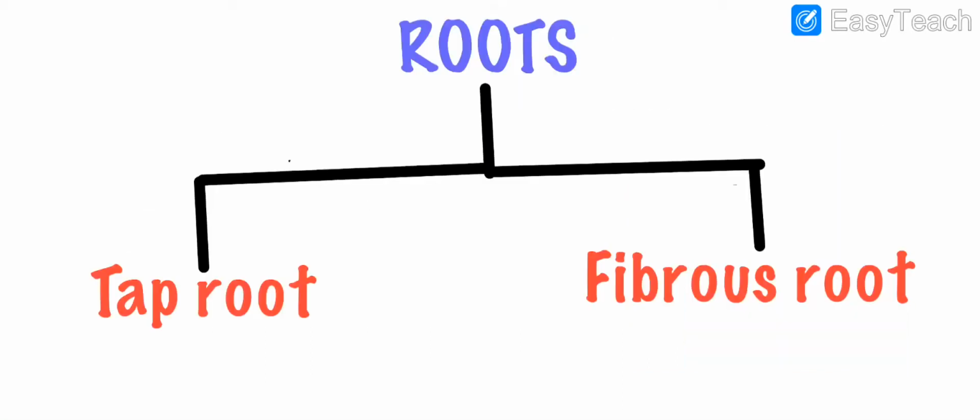Now children, roots are of different types. In grade 3, we are going to study two different types of root. One is the tap root, the other is the fibrous root. First, let's talk about the tap root. A tap root is one main thick root which moves downward into the soil.